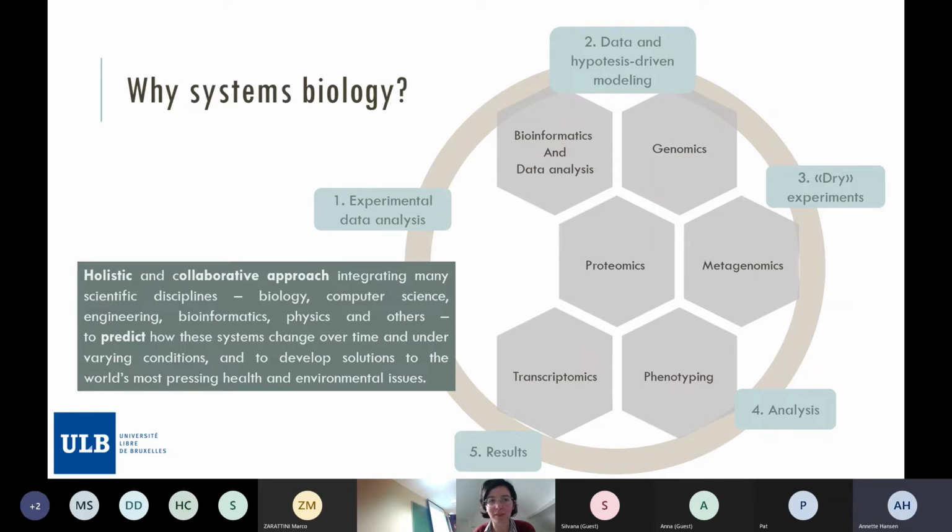Why do we speak about a systems biology approach to answer the problem of root morphology? It's because it allows a very holistic approach, so we can combine different scientific disciplines. So in my work, I just, do you see my arrow?